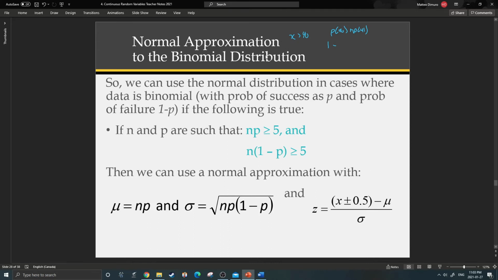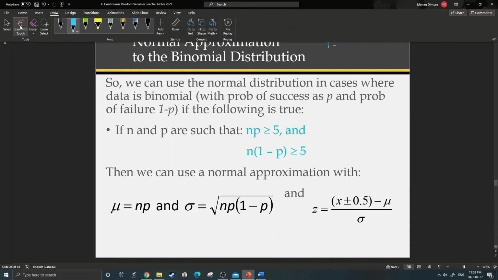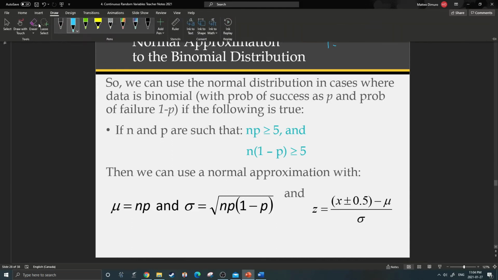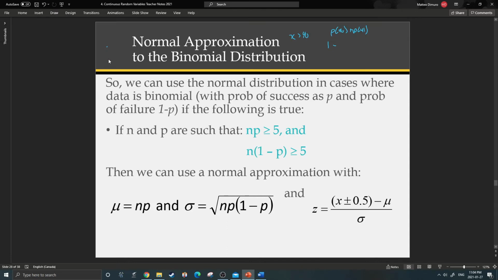But in order to do it, there's a couple things that have to happen. There's a couple checks that you need to make sure are true before you can actually use the formula I'm going to show you. So when can we use this approximation? Well, in cases where the data is binomial, so probability of success p and probability of failure 1 minus p, the following has to be true. n times p has to be greater than or equal to 5, and n times 1 minus p has to be greater than or equal to 5.